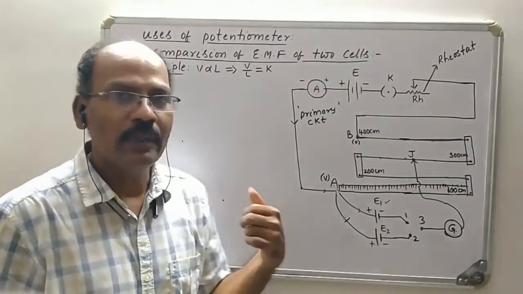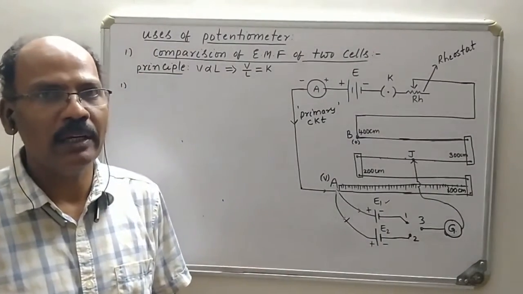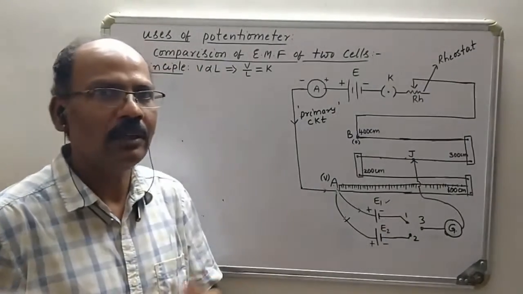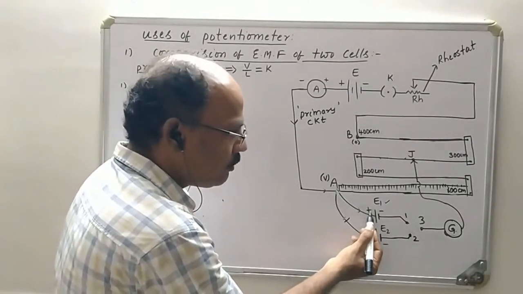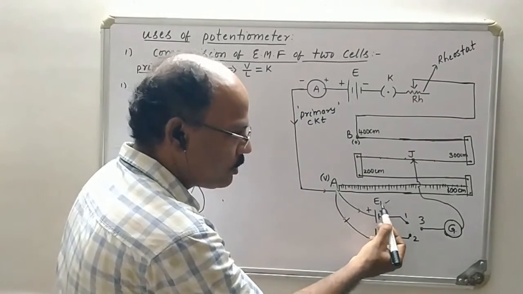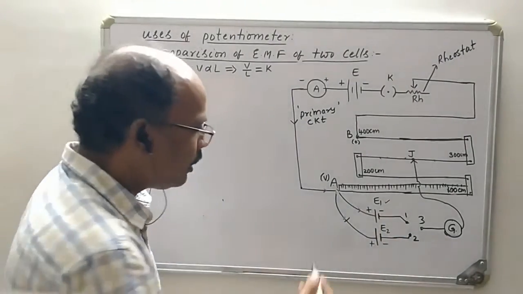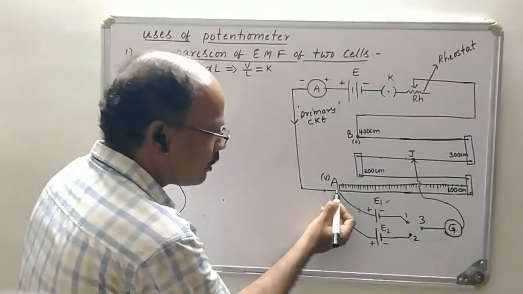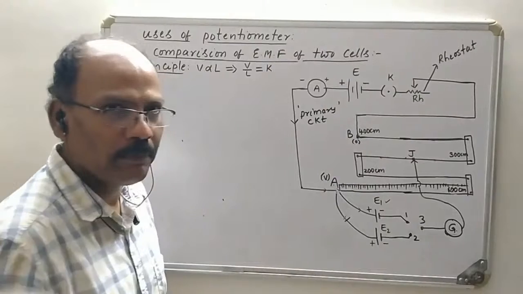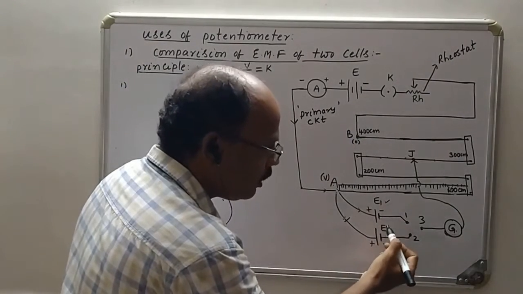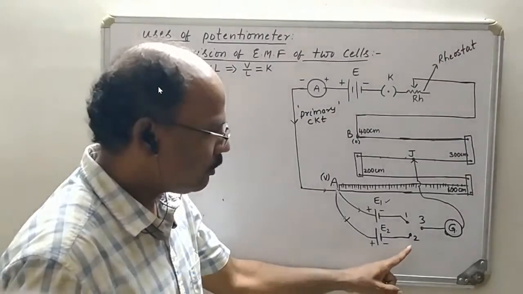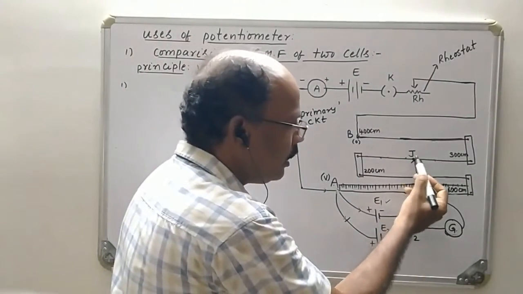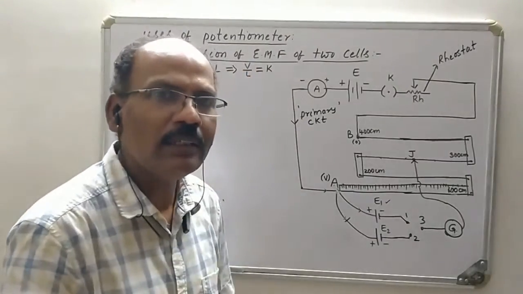And coming to the cells whose EMFs are compared, having the values E1, E2, they are connected in the secondary circuit like this. The positive polarities of the two EMFs E1, E2 are connected to the positive polarity of the primary cell at the common point A. And the negative polarities of the two cells E1, E2 are connected by means of a two-way plug key to a jockey J through a galvanometer in series combination.